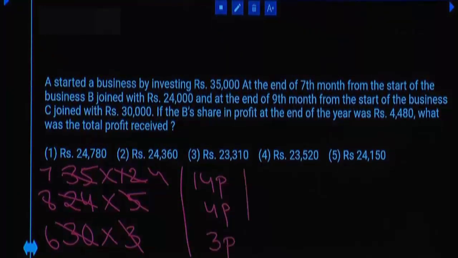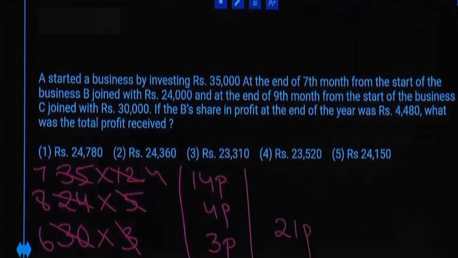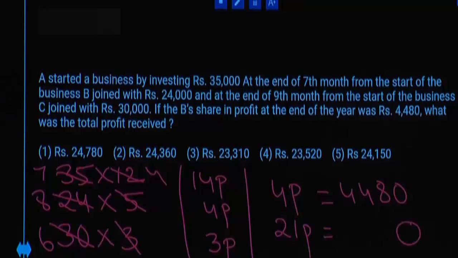Total 21 parts. You are given 4,480, which is the amount received by B, which is equal to 4 parts. As you have 0 in 4,480, in 21 parts also you will get 0. 4 into which number ends with 8? Either 2 or 7. Here the last digit in 21 is 1. 1 into 2 may end with 20, or 1 into 7 may end with 70. The answer should end with either 20 or 70. There is only one option which is ending with 20.